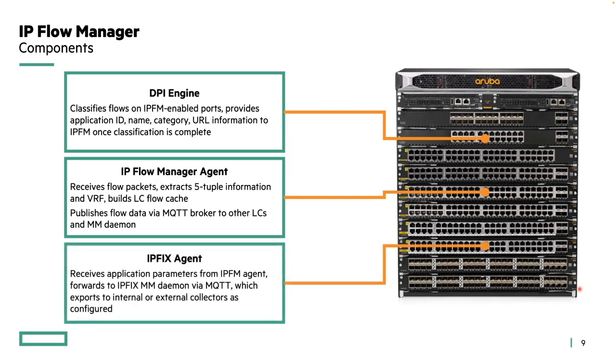And finally, you have the IP Fix agent, which receives the application parameters from the Flow Manager agent on that line card and forwards that information to an IP Fix daemon running on the management module via MQTT, and that daemon will export that flow data to collectors either internally on the switch using Traffic Insights or an external collector as configured in the switch config.